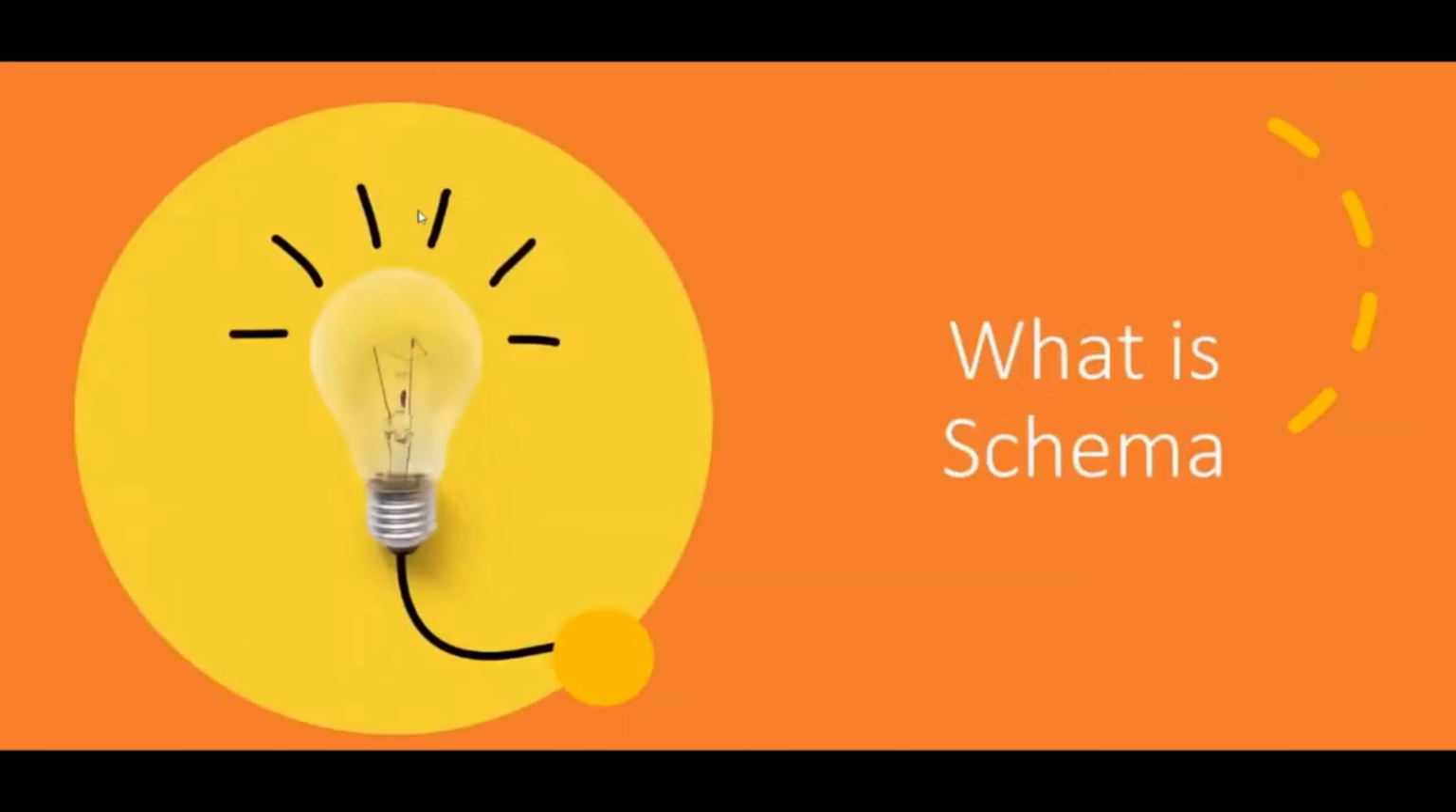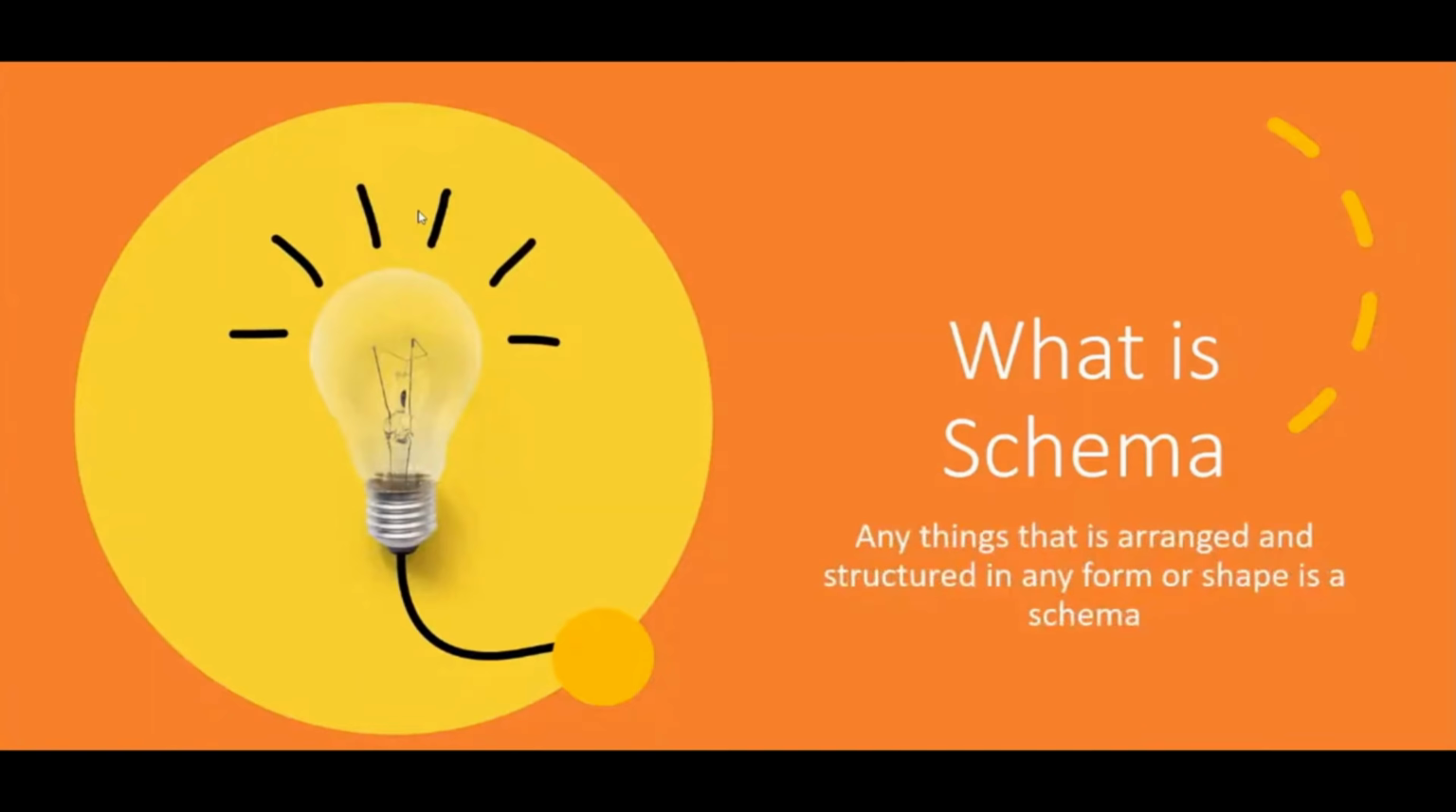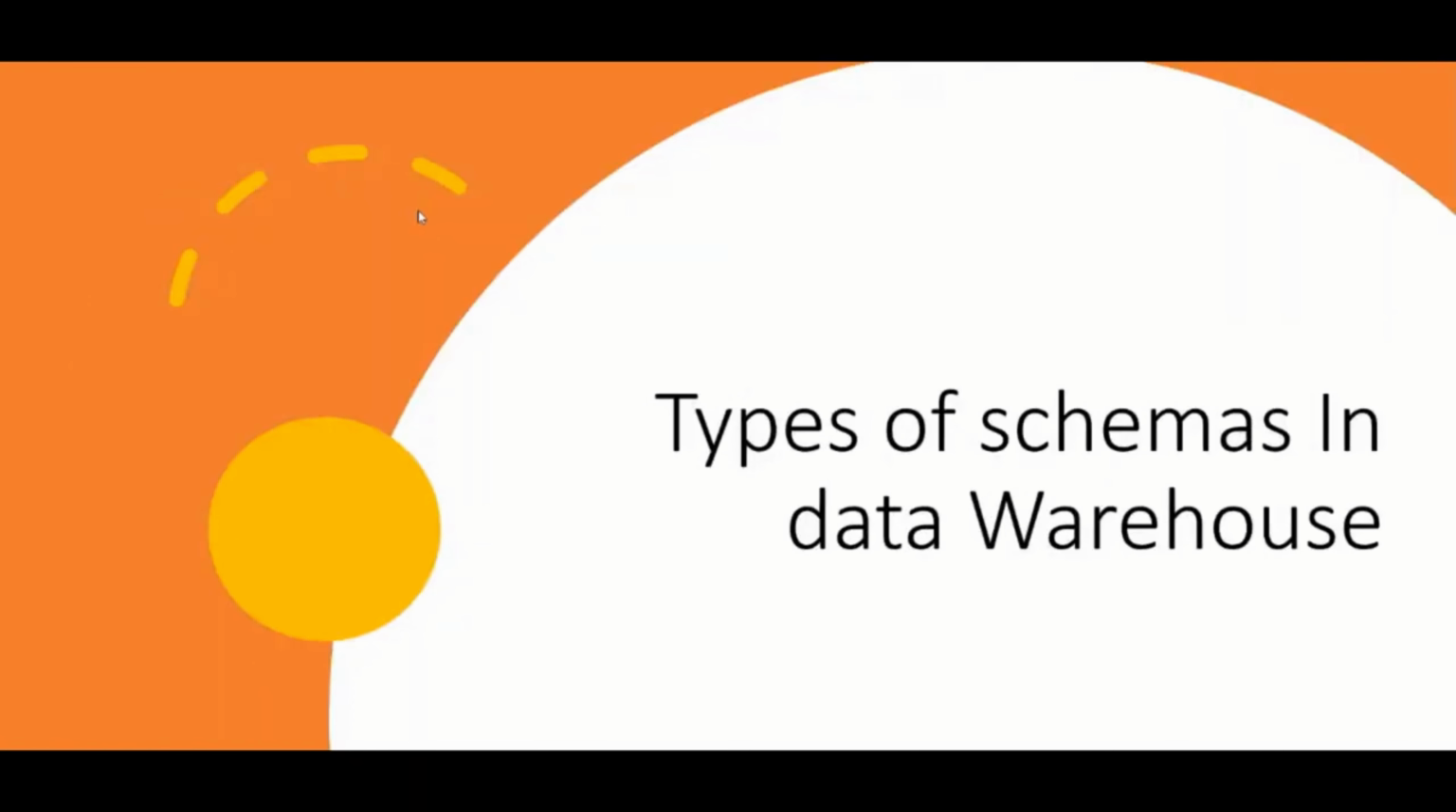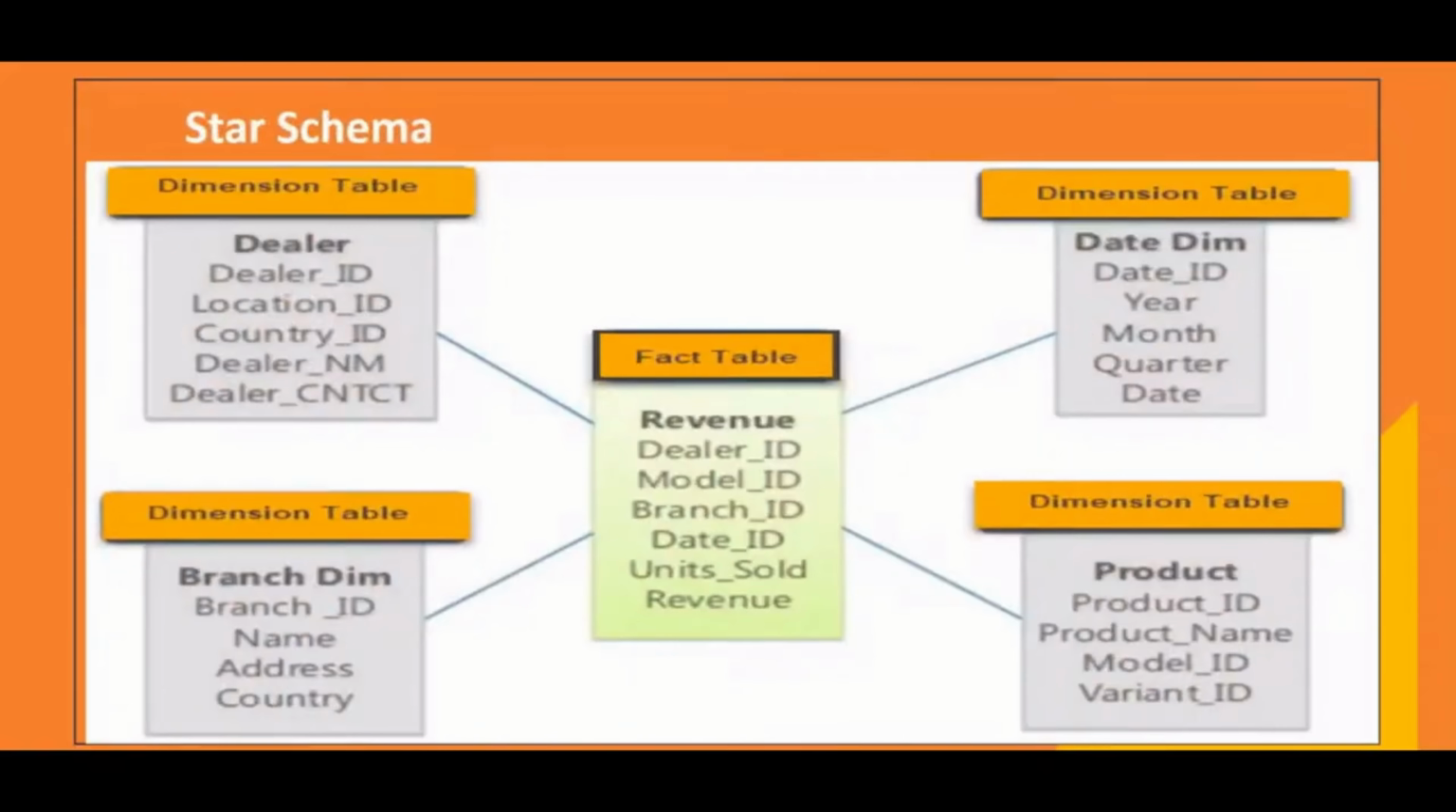So what is a schema? Anything that is arranged and structured in any form or shape is a schema. Simply, this is the simplest definition of a schema. Types of schema in a data warehouse: star schema, snowflake schema, and galaxy schema. So what is a star schema? A star schema is simply an arrangement of tables where we have one fact table and multiple dimension tables.